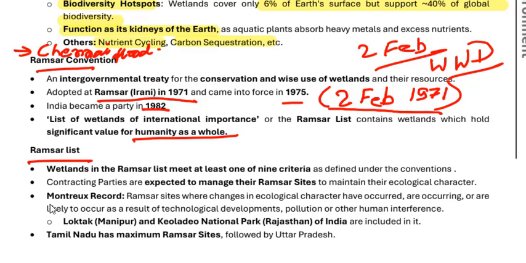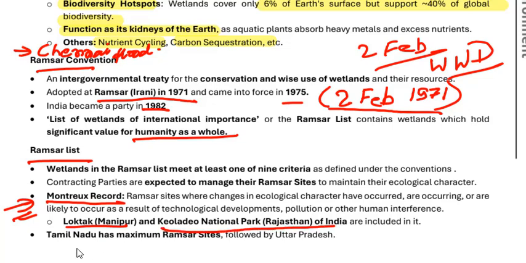Next, it is important: the Montreux record. What is the Montreux record? The Montreux record is actually the register of Ramsar wetlands that are facing ecological threats. Means this is the list of those facing ecological threats. This may be due to pollution or human interference or other environmental changes. It actually lists the wetlands of international importance which urgently need conservation. Like in India, there are 2 which are mentioned. First is the Loktak Lake in Manipur and Keoladeo National Park in Rajasthan.